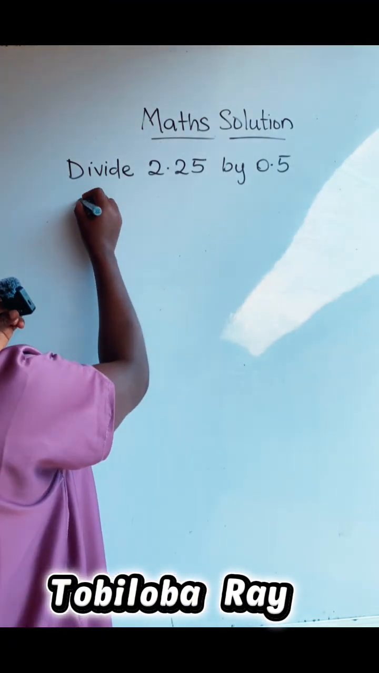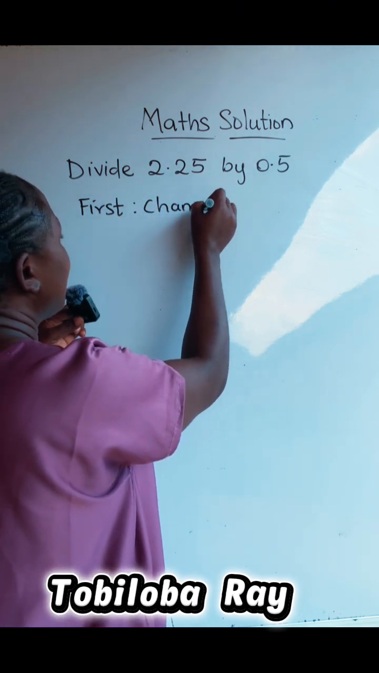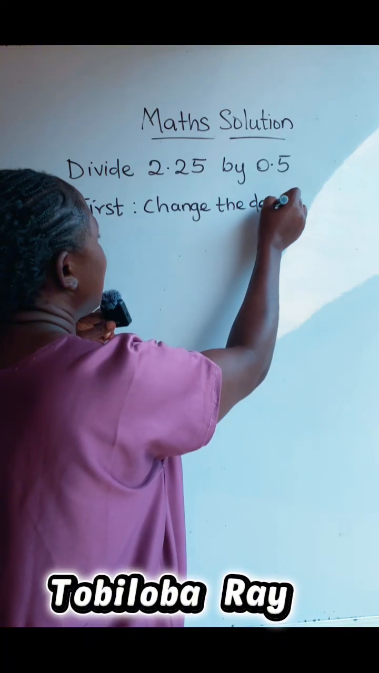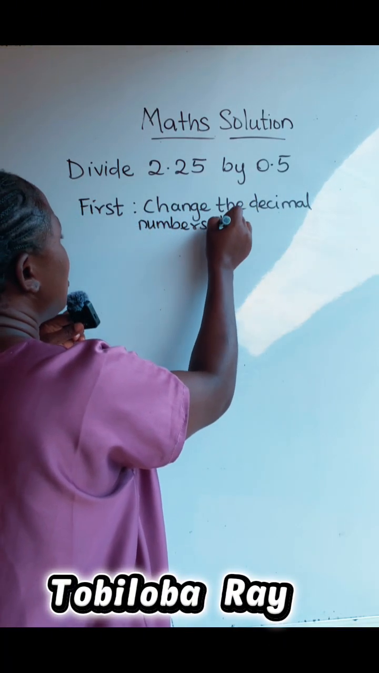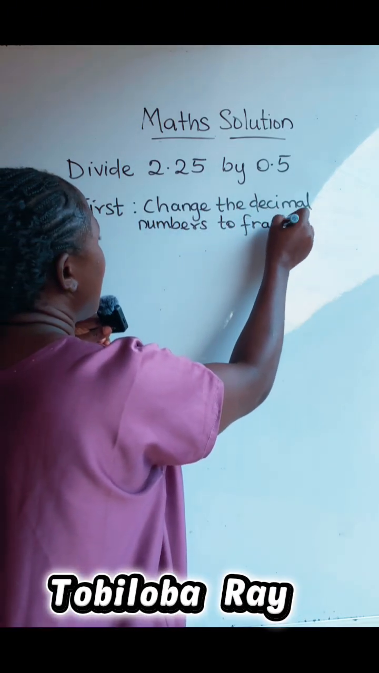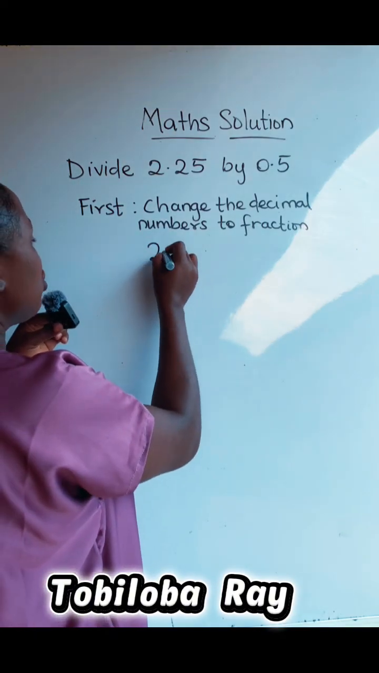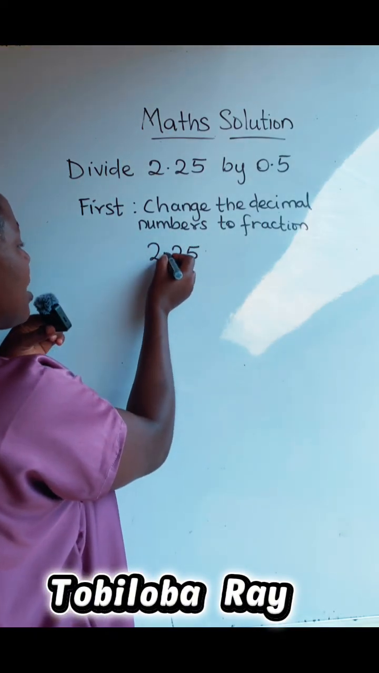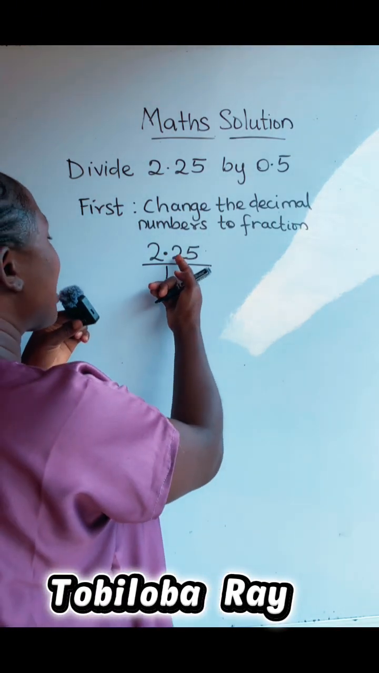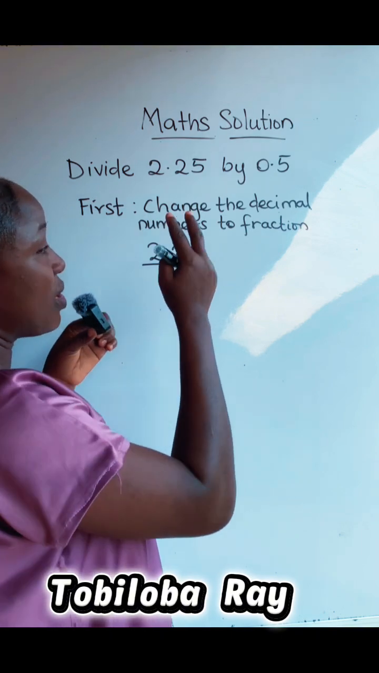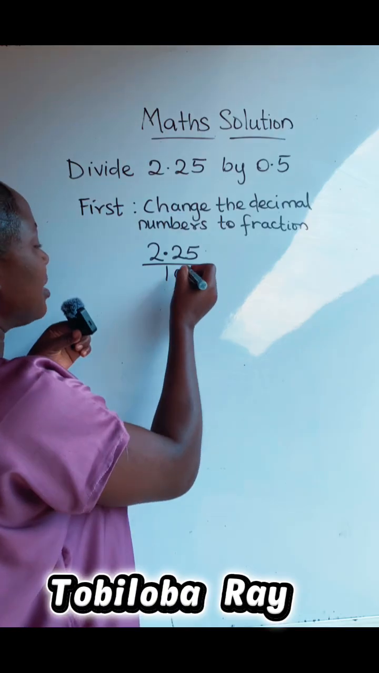Now first, change the decimal numbers to fraction. Now, how do we change these decimal numbers to fraction? So this is 2.25. Now, this point here represents 1. Now, we count the numbers after our decimal point. 1, 2. We have two numbers after the decimal point. That means we'll have two zeros at the denominator.